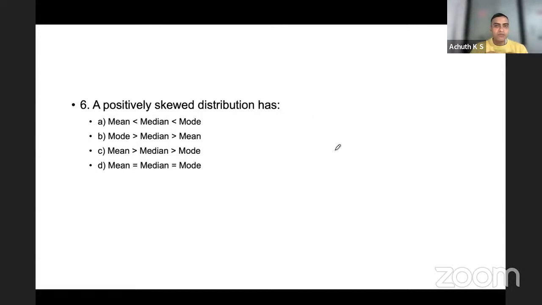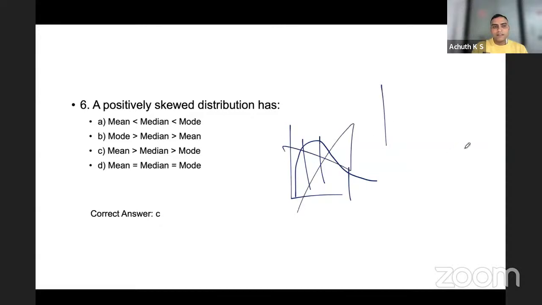A positively skewed distribution has, what comes first? First comes the mean, median, and mode. The graph is like this. First comes the mean, then the median, last the mode. Sorry, this is the negatively skewed data. This is positively skewed data. Here comes the mode, median, and mean. The mean is higher, the median is still lower, but still greater than the mode. This is negatively skewed data. This is positively skewed data.